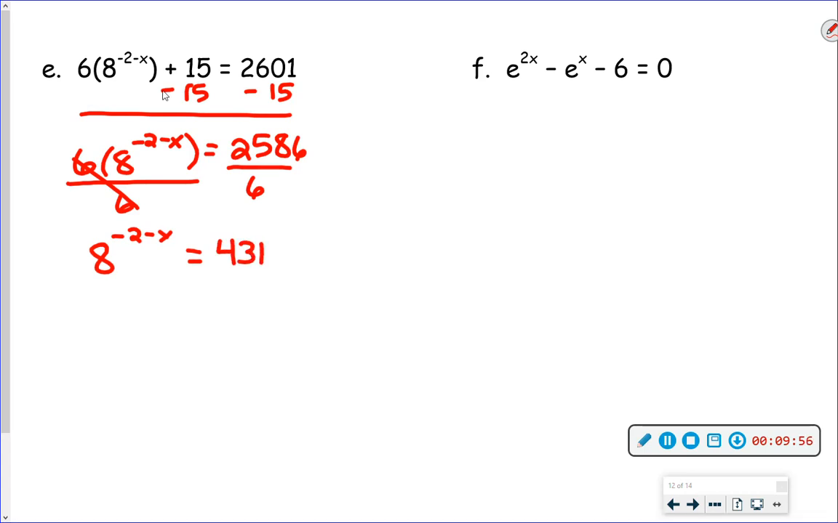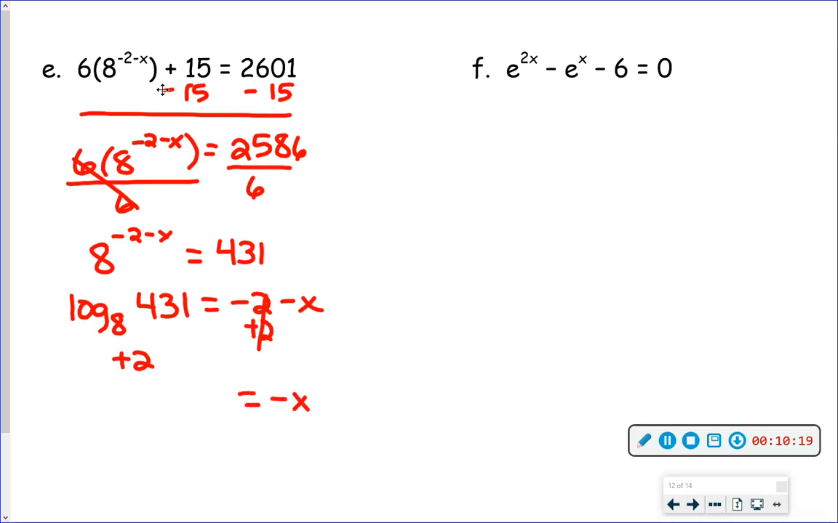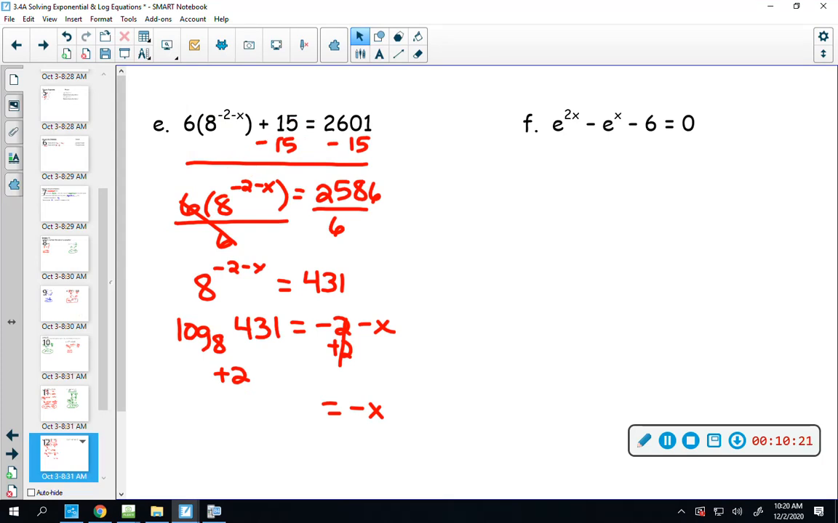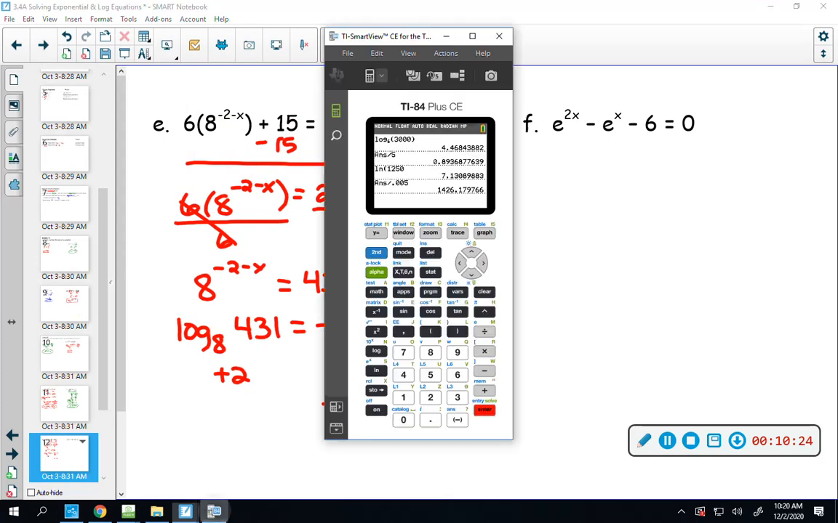And then of course, I can't rewrite 431 as 8 to some power, so I'm going to convert it into logarithmic form out of exponential form. 431 equals our exponent. Okay, so we're going to do just a little bit of work to get x by itself. We're going to add 2. Now, when you punch this in your calculator, don't add the 2 and the 431. They're not like terms. I'm first going to do log base 8 of 431.